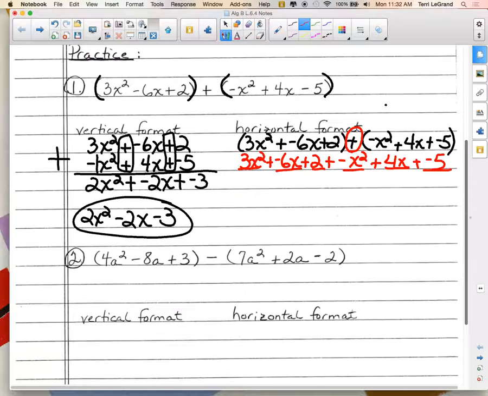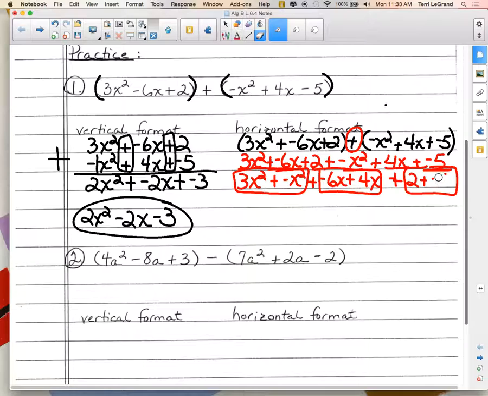Now we're going to rearrange them so like terms can get grouped together, can be brought together. So x squareds are going to come to the front of the pack. So the 3x squared plus the negative x squared. The x's would be next, plus negative 6x plus 4x. So it's almost like you could put a box around these and say, we're just grouping together like terms here. And now our constants can come together. So this silly looking thing here is a negative 5.